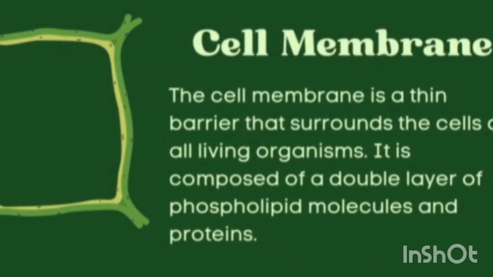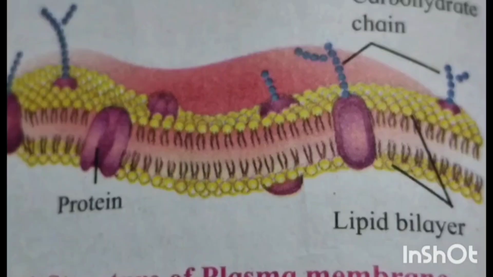Cell membrane is also called the plasma membrane. It is visible under an electron microscope. Plasma membrane is a flexible barrier that surrounds and protects the internal part of the cell. It is made up of a bilayer of phospholipid molecules and is found in plants and animals.